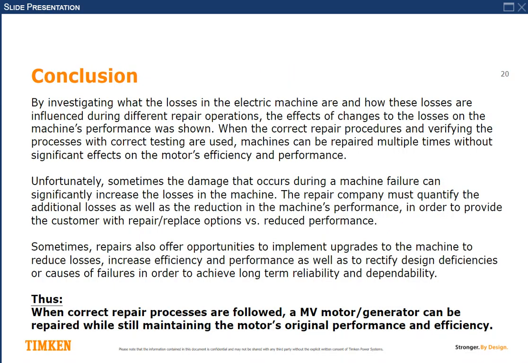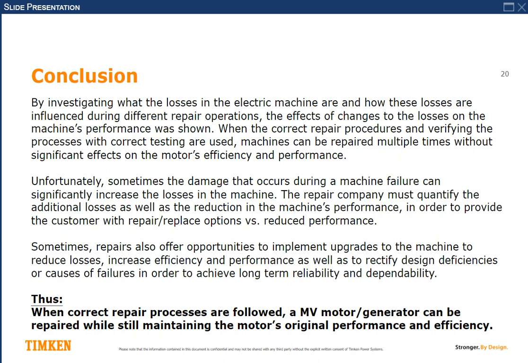Now, in conclusion, by investigating what the losses in an electric machine are, how these losses are influenced during different repair operations, the effect of the changes in the losses in the machine was shown. When the repair process is correctly done and verified through testing, we can repair the machine multiple times without significant effect on the motor's efficiency and performance.